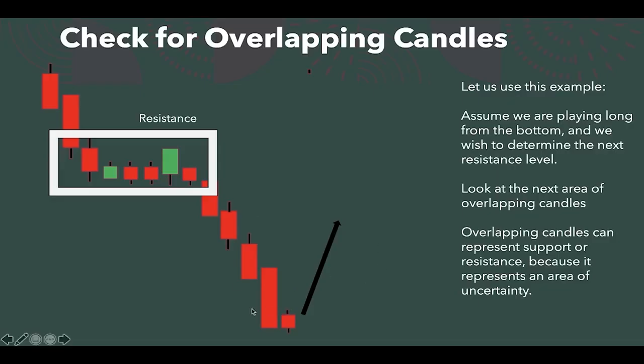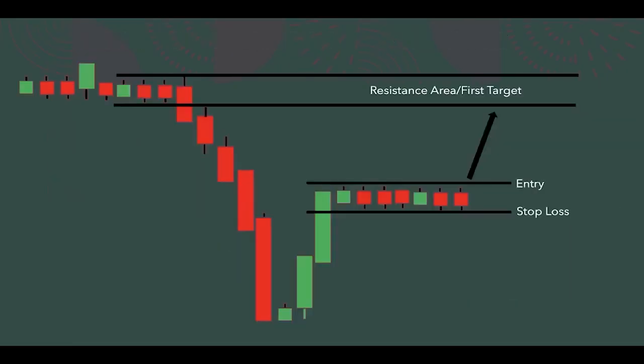So when looking at something like this, if we're playing long here, our next target is the next resistance, which is these overlapping candles. So this is just an example of how to determine if something is support or resistance. It's to check for overlapping candles, okay? So this is definitely one way to look at resistance or support.